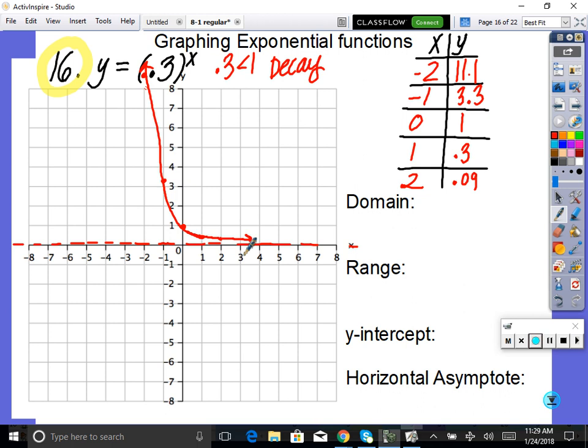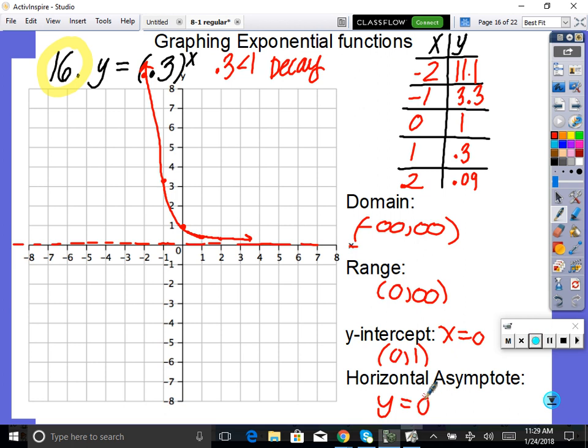Kind of interesting. Domain would be -infinity to infinity. Our range would still be 0 to infinity. Our y-intercept is when x equals 0, so what would it be? 0, 1, and our horizontal asymptote is at y equals 0. Okay, one more, then we will just let you graph the rest by yourself.